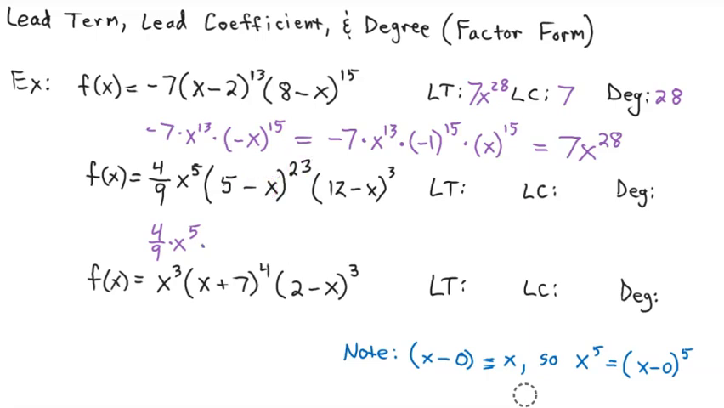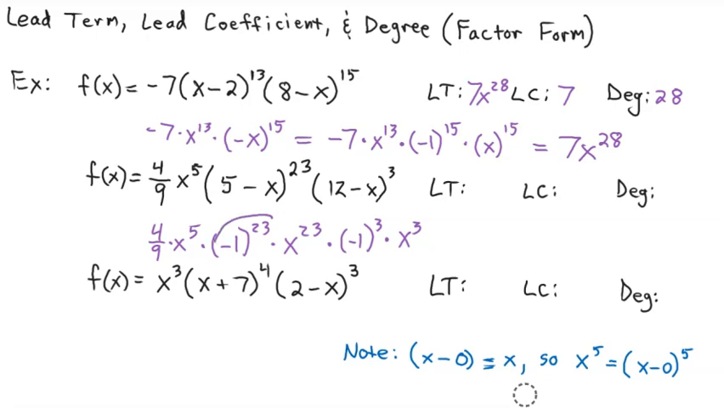Then here, we're going to take negative x to the 23rd power. But here's how we're going to write it. We're going to write it as negative 1 to the 23rd power times x to the 23rd power. Okay? And then here, negative x to the 3rd power, we're going to do the same thing, times negative 1 to the 3rd power times x to the 3rd power.